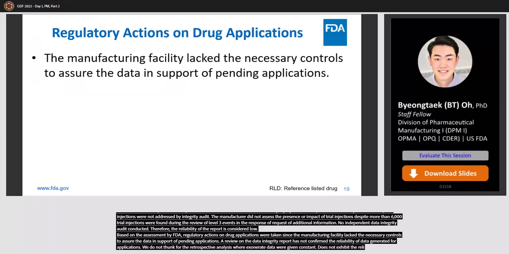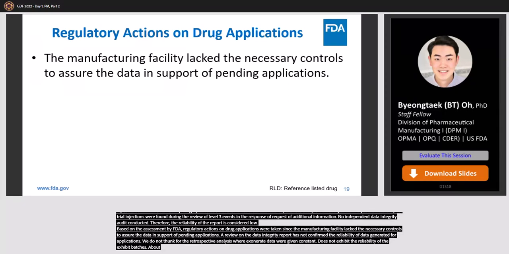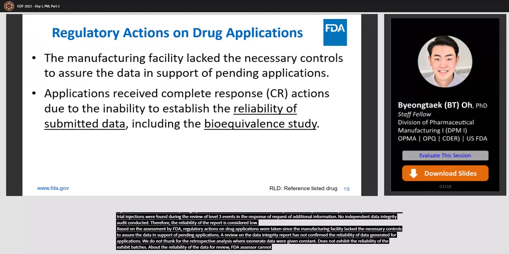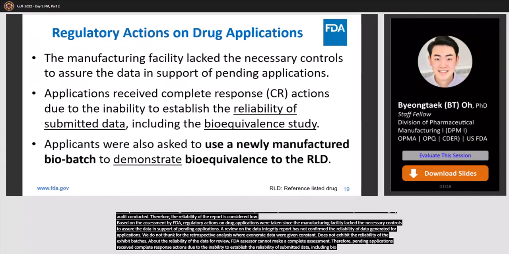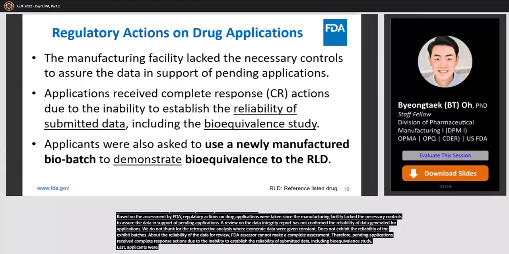Without reliable data presented for the review, the FDA assessor cannot make a complete assessment. Therefore, pending applications received complete response actions due to the inability to establish the reliability of submitted data, including the bioequivalence study. Last, applicants were also asked to use a newly manufactured biobatch to demonstrate bioequivalence to the R&D.